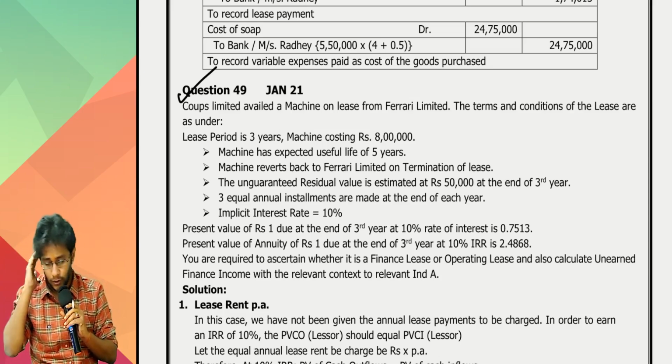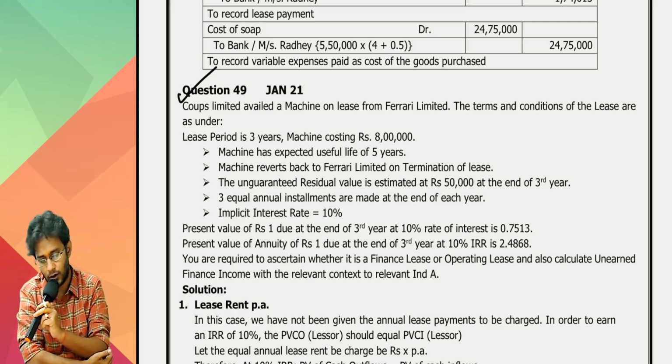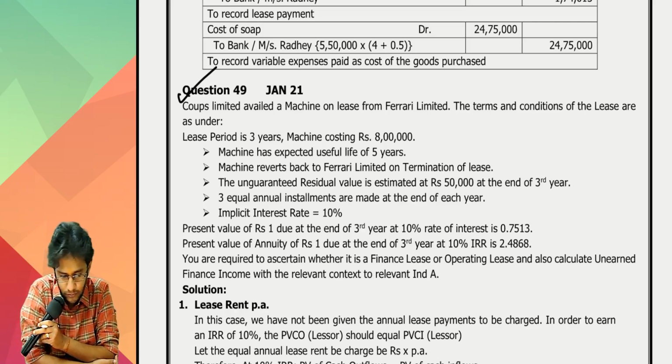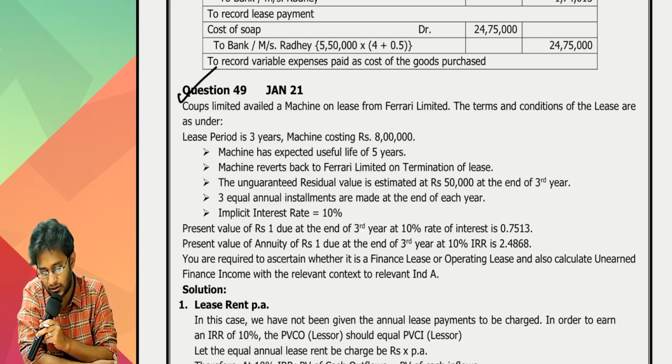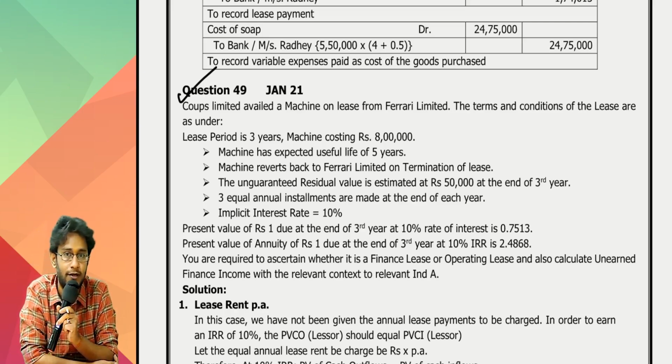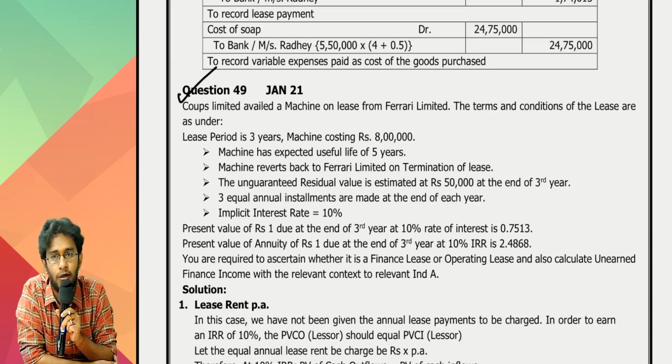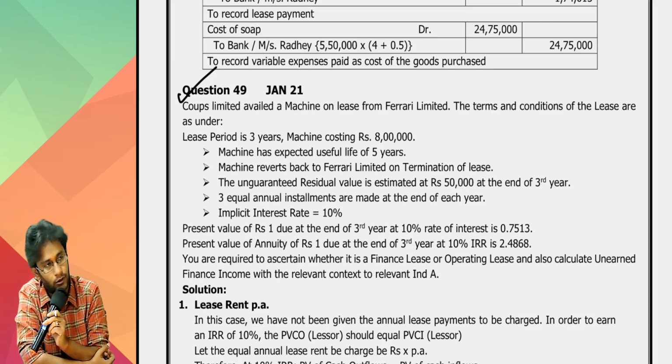Read. Coops Limited availed a machine on lease from Ferrari Limited. The terms and conditions of the lease are as under. Lease period is 3 years. Machine cost is 8 lakhs. Machine's life is 5 years. So life 5 years, lease period 3 years, 60%, not very conclusive. The machine reverts back to Ferrari on termination of lease, which means once 3 years is over, you don't have an option to buy. You automatically will not become the owner. So things are looking bad for you.